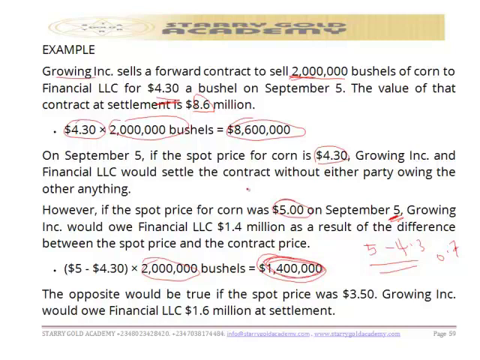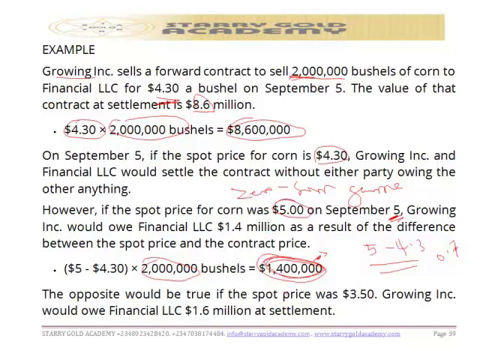And that is what leads to the concept of a zero-sum game. A zero-sum game is where the gain of one party is the loss of another party. So 1.4 million is the gain to Financial LLC and it is a loss to Growing Incorporation. But on the other side, another thing can happen. What will the spot price be?